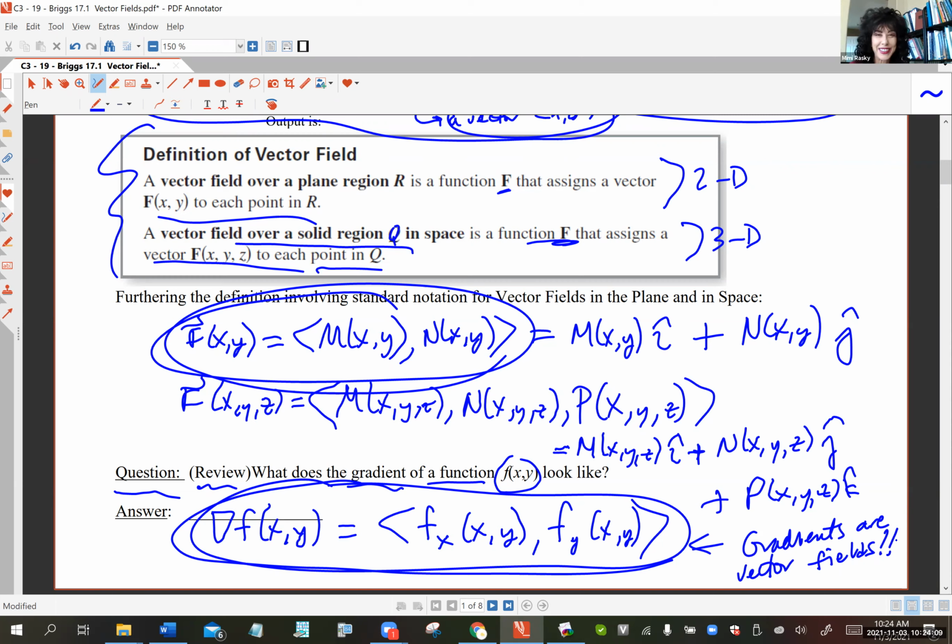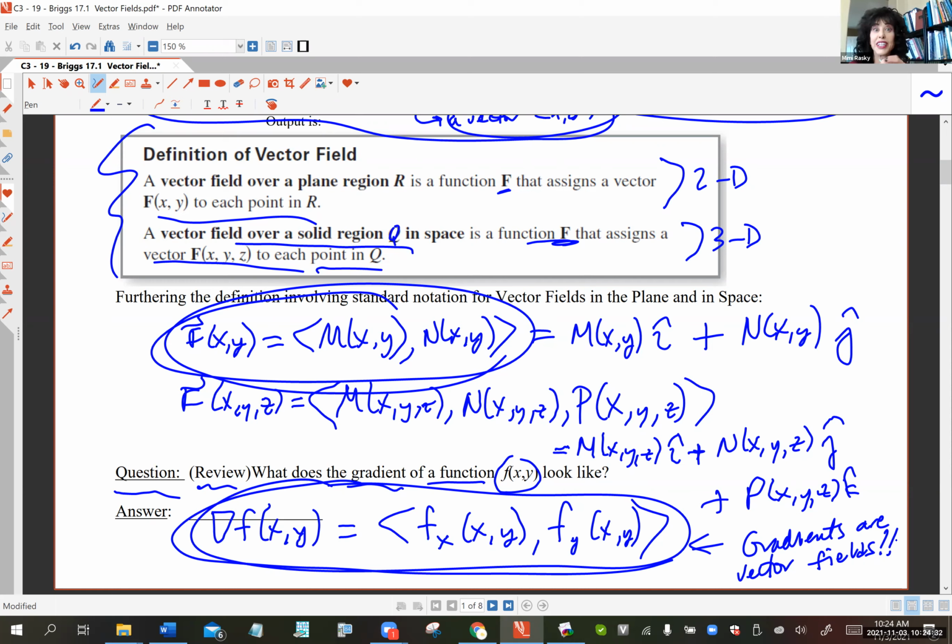I could put that one as a true false also. True or false? Are all vector fields gradients? False. You'll see that as the week progresses. By Friday, this will become crystal clear. So just hang on while we introduce some of the things we need to do here. We're laying down the foundation for the rest of this chapter.